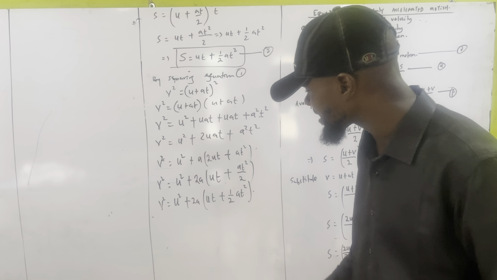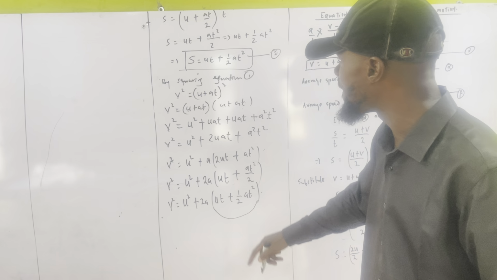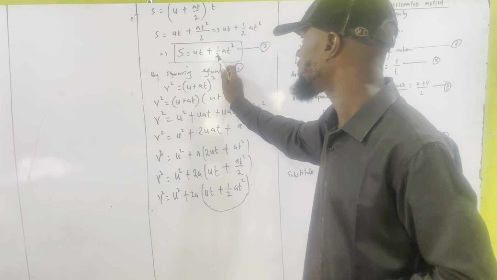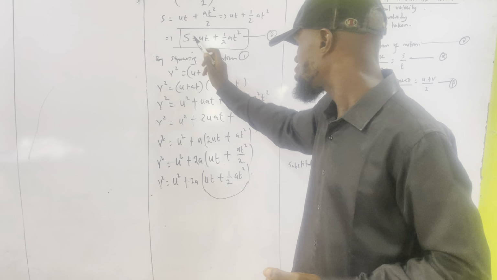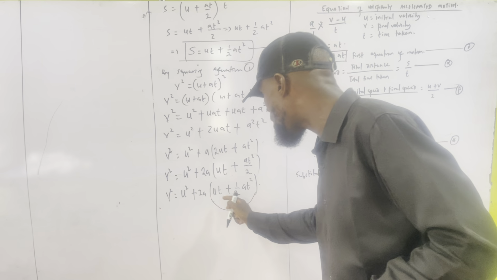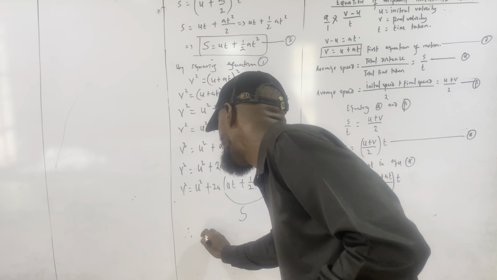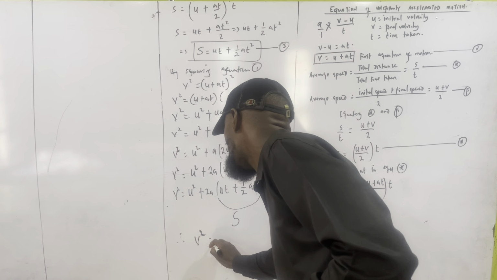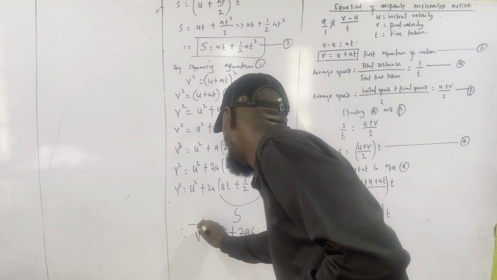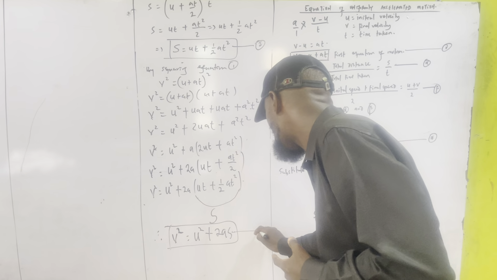Now, you will agree with me that this ut plus 1 over 2 at squared is the right hand side of equation 2 here. ut plus 1 over 2 at squared, which is equal to s. So it means ut plus 1 over 2 at squared is my s. So all what I have here represents s. I will just attach it to this and say therefore I have v squared is equal to u squared plus 2as. v squared equals u squared plus 2as, which I will call equation 3.